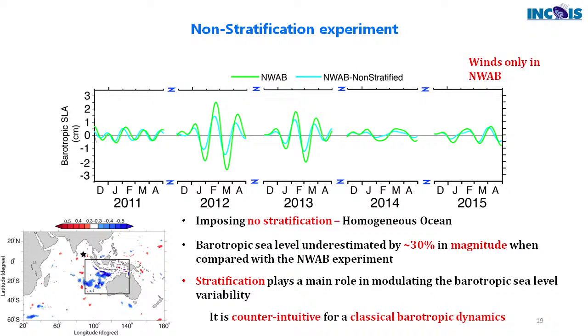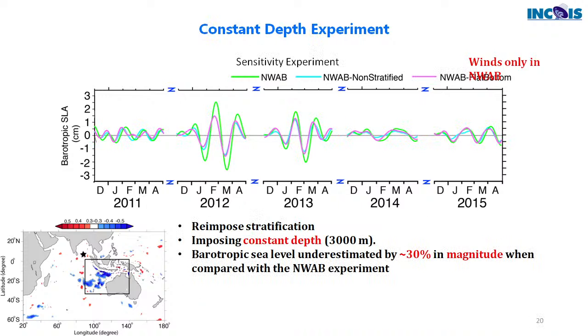It is quite counterintuitive for classical barotropic dynamics. It was very surprising for me to run this experiment, seeing that stratification is needed for barotropic variability. And similarly, we also ran another experiment by reimposing stratification, but we took out the bathymetry. That means we made the bathymetry constant, a deep bathymetry.